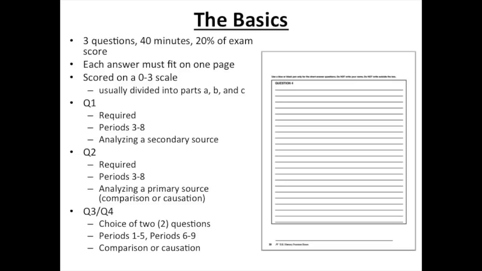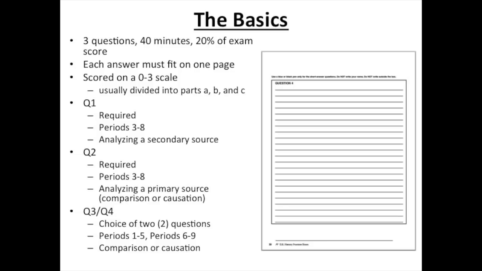Question 2 is also required, will also come from the same 1754 to 1980 window. And question 2 will ask you to analyze a primary source, either something that somebody from that time period wrote, or it could be a chart, it could be a map, it could be a political cartoon, something like that. The thinking skill they'll have you using there is either comparison or causation, so comparing one thing to another thing or analyzing the causes of a particular historical event.